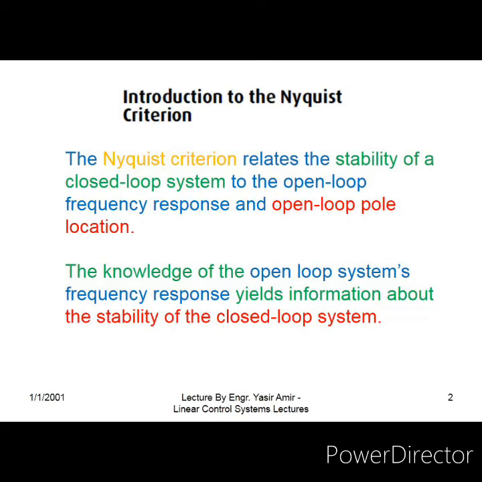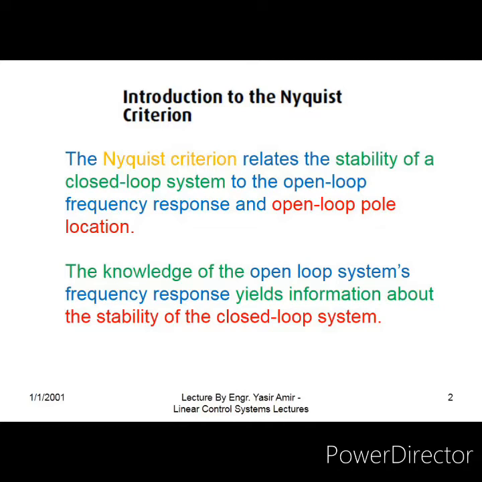The Nyquist criterion relates the stability of the closed loop control system to the open loop frequency response and open loop pole locations. We are concerned about the stability of the closed loop transfer function in the frequency domain. But what we do is try to find out that stability using the information available to us from the open loop transfer function, open loop frequency response, and open loop pole locations.